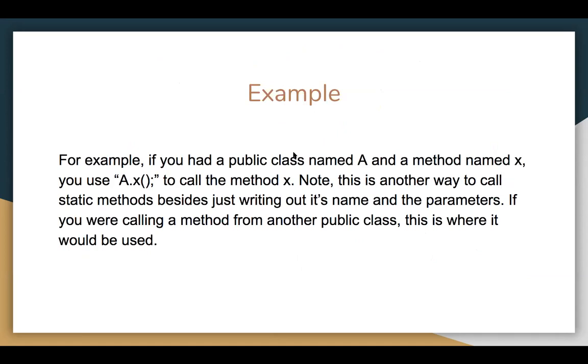Example, since I mentioned something like static methods being called through the class name and the method name. So for example, if you had a public class named A and a static method named X, you use A.X to call the method. This is another way to call static methods besides just writing out its name and parameters. Usually you probably wouldn't do it this way since you can just use the method name X, right?